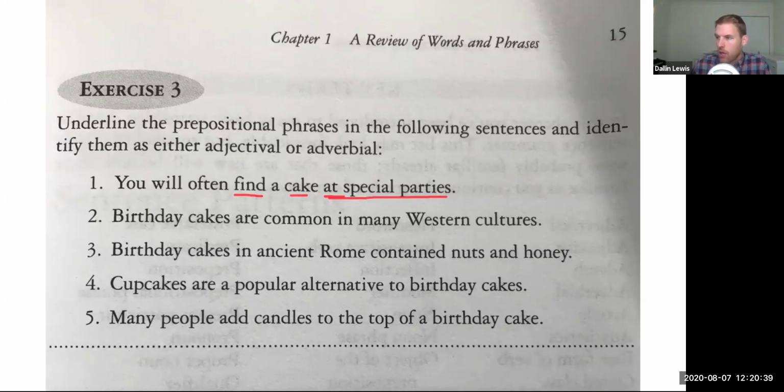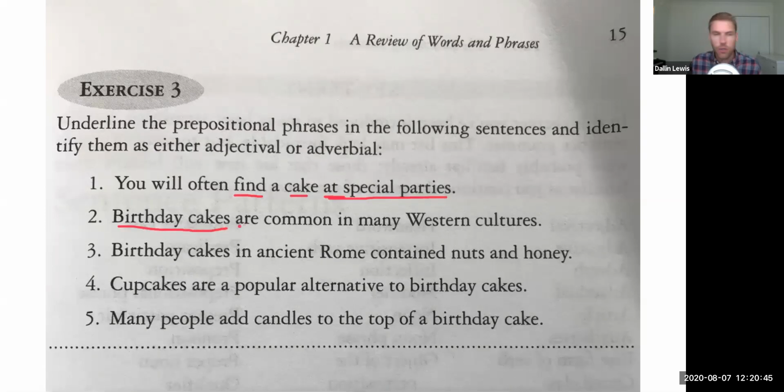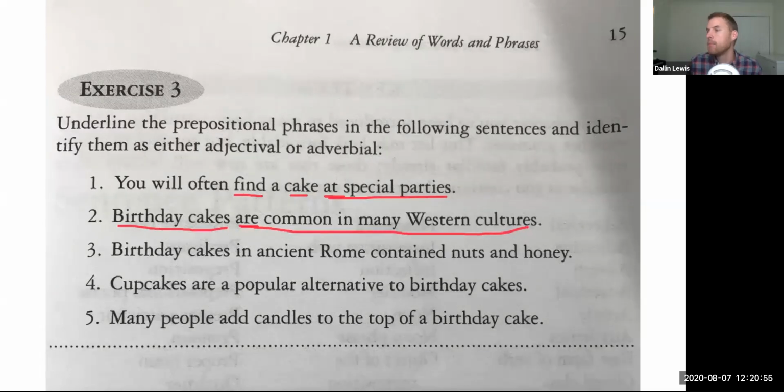Birthday cakes are common in many Western cultures. Here's my subject. Here's my verb. You should also be doing the subject and predicate distinction as we go along, because that's really important to practice. So this is my predicate right here. Birthday cakes are common in many Western cultures. And I'm probably wondering, okay, where is my preposition?